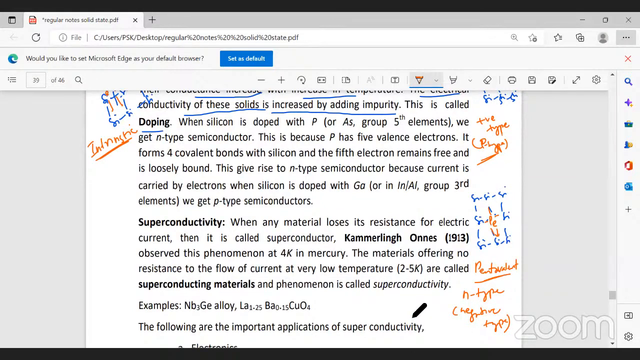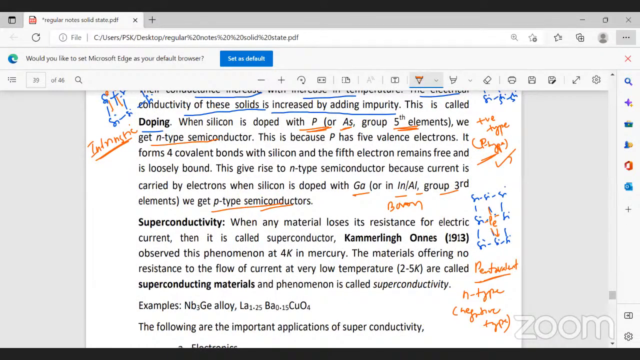So semiconductors are of 2 types. One is N-type and the other one is P-type. You can see when silicon is doped with phosphorus or arsenic, the 5th group element, we get N-type. I explained it here. This is because phosphorus has 5 valence electrons. Now, if a trivalent impurity is doped, this gives rise to N-type semiconductor because current is carried by electrons. When silicon is doped with gallium, indium, or aluminum, or 3rd group element, or boron, we get P-type semiconductor. I explained what a P-type semiconductor is here.